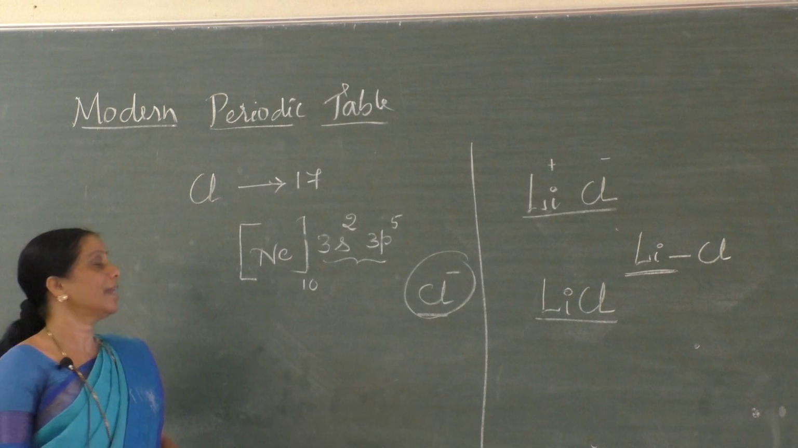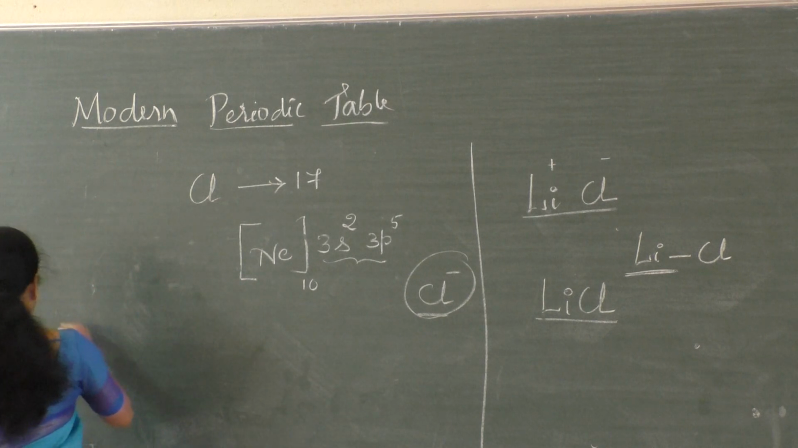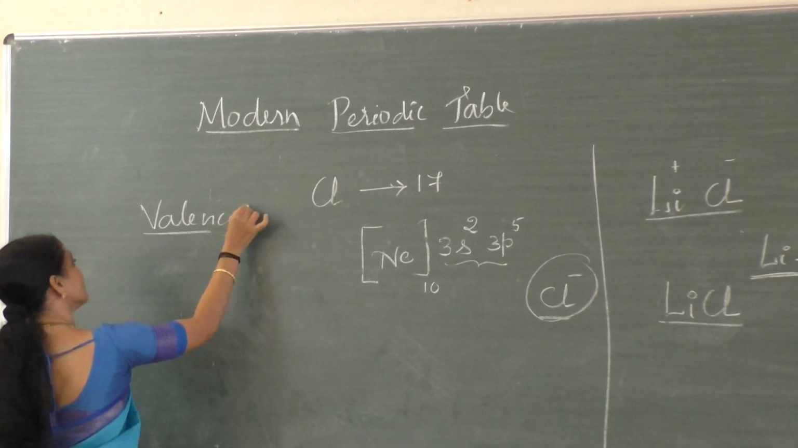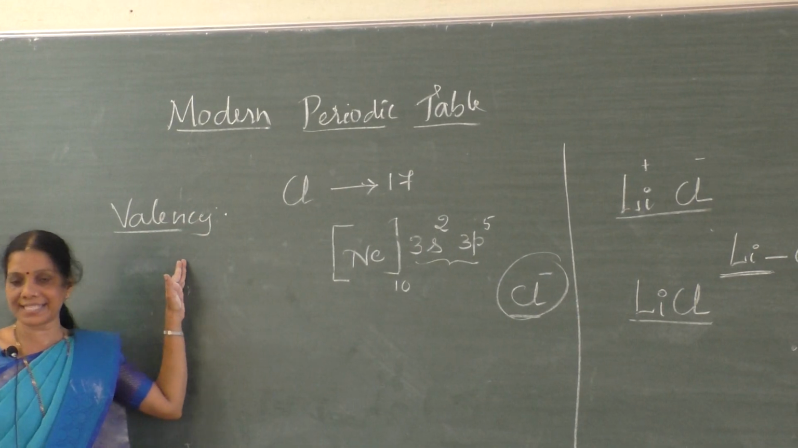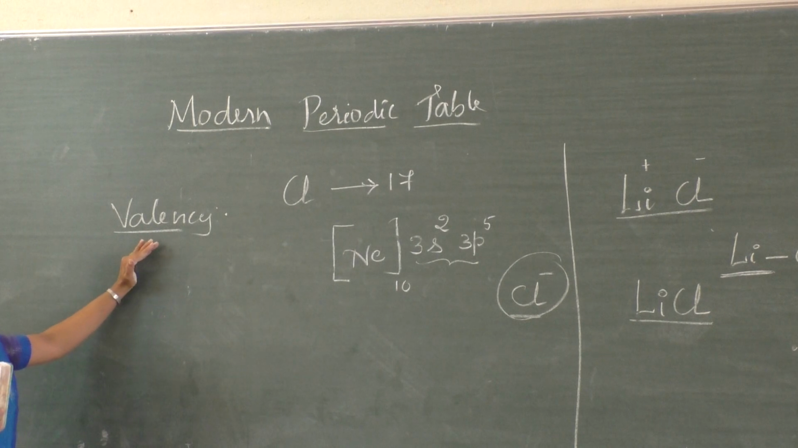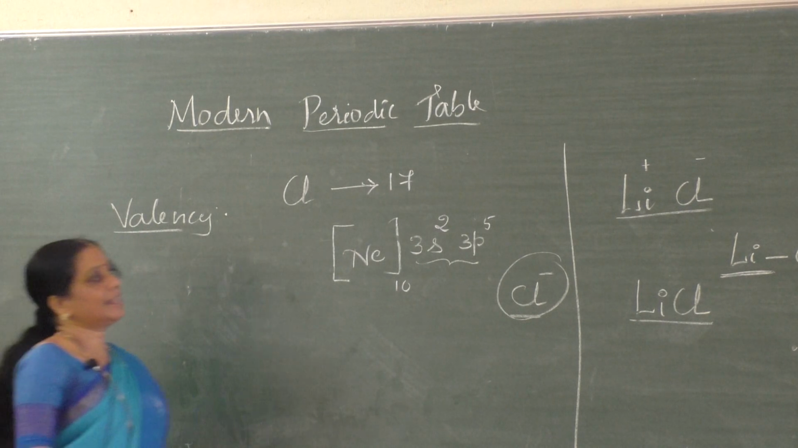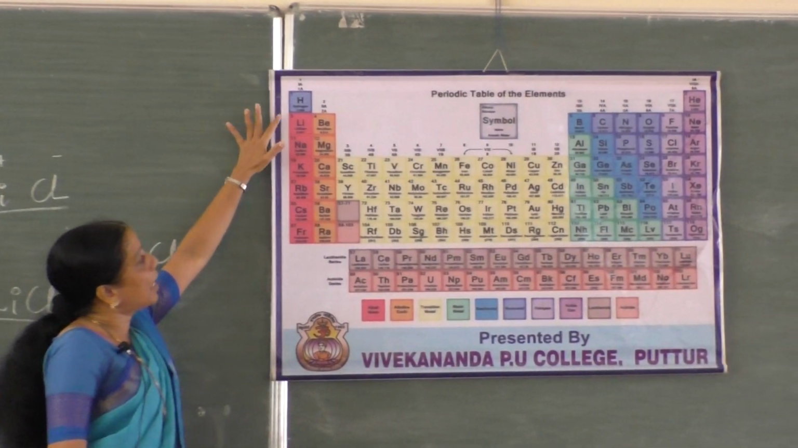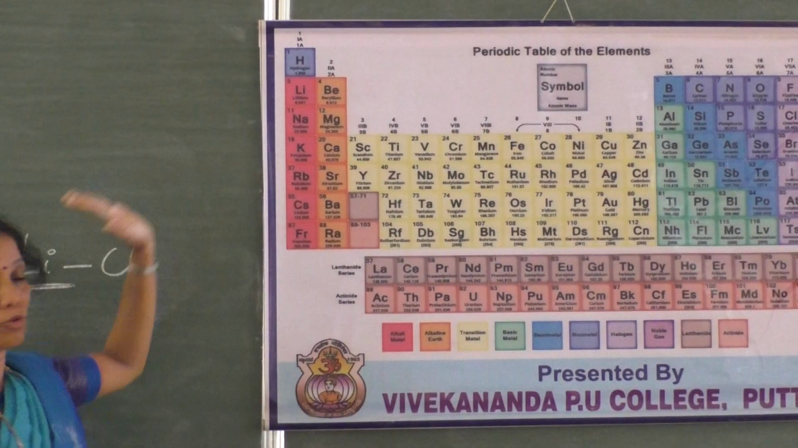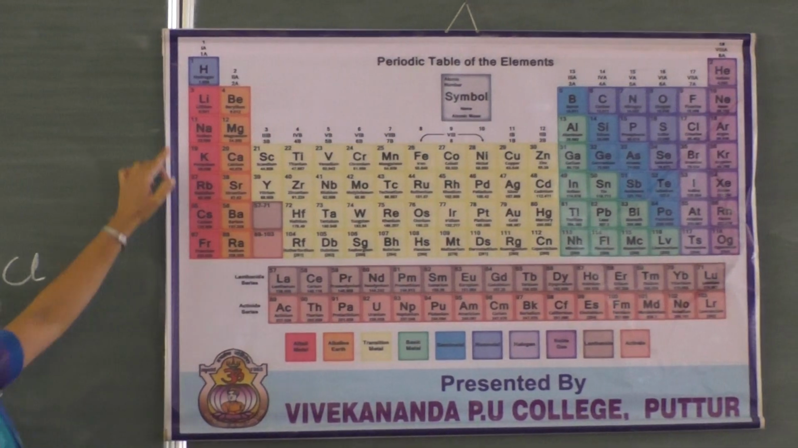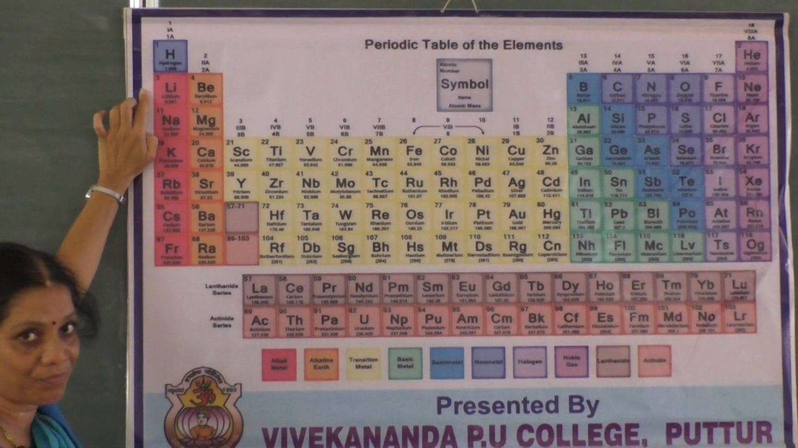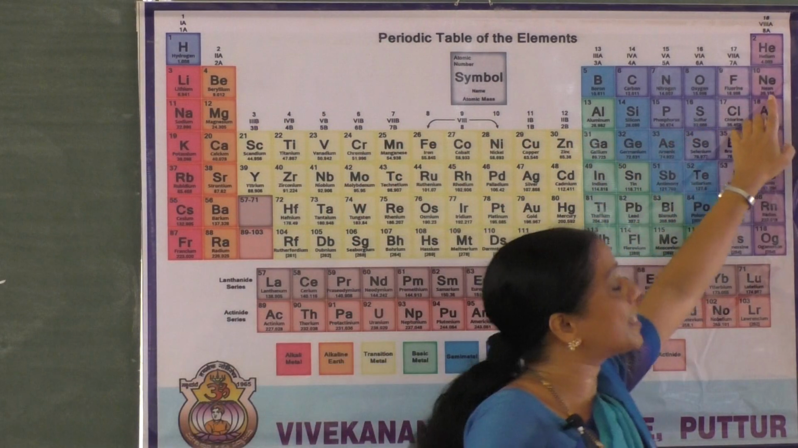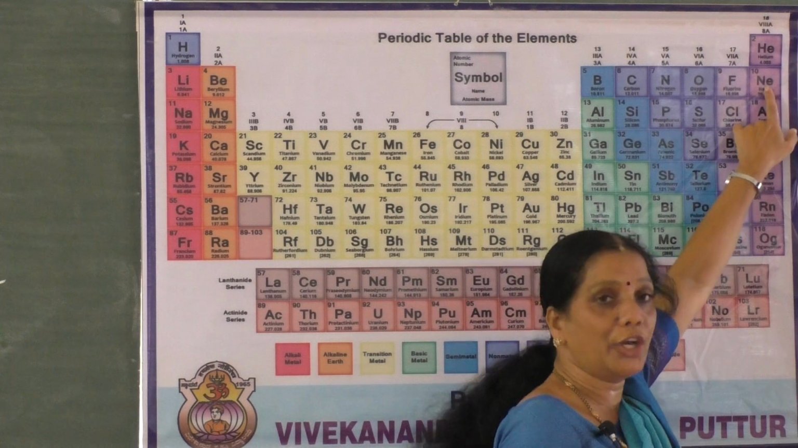Now let us study how this valency varies along the period and down the group. Listen here now, just observe this periodic table properly. Now you know that we have studied about the periods and groups in detail, isn't it? Now if you consider the second period, it starts from lithium and ends with a noble gas element, that is neon.